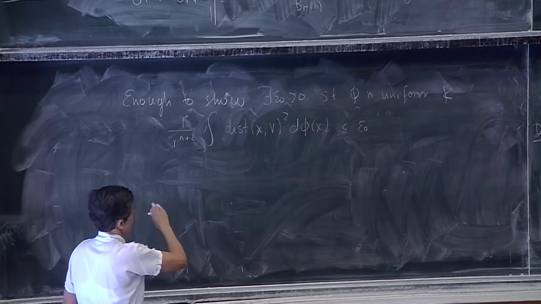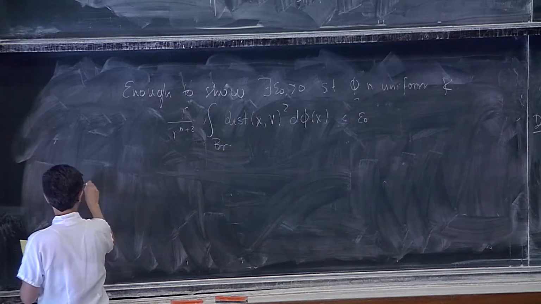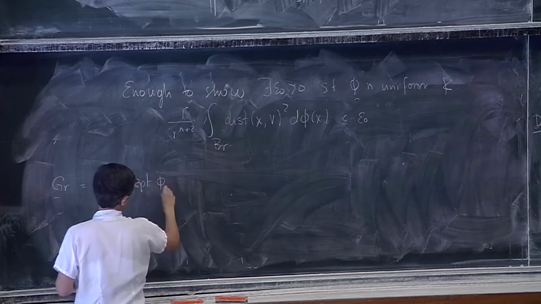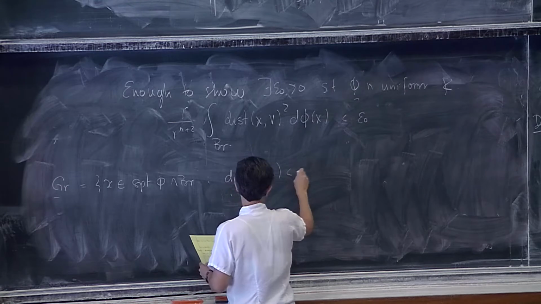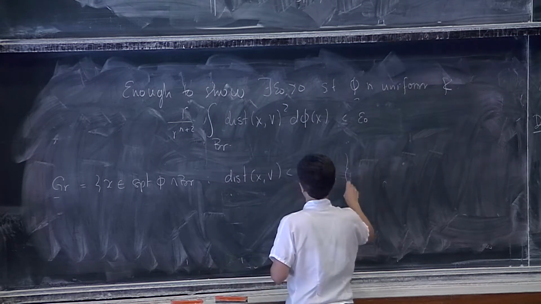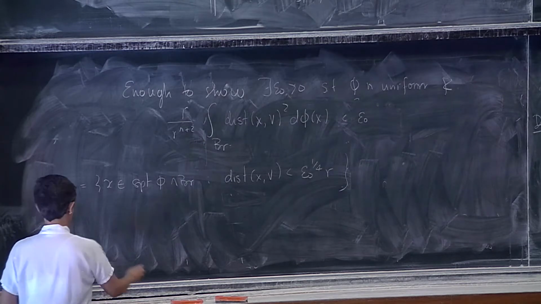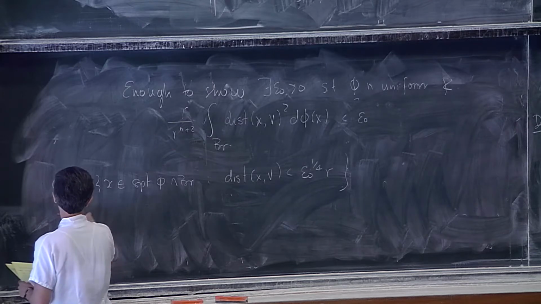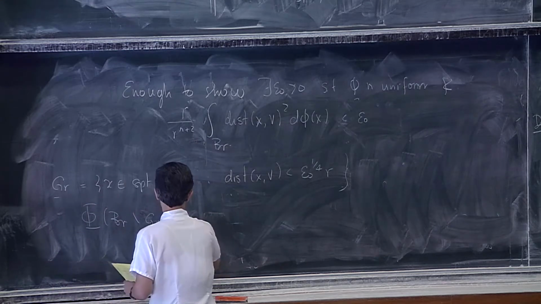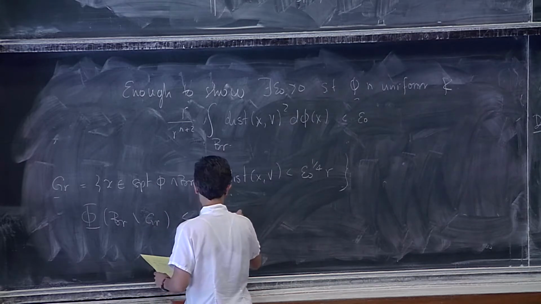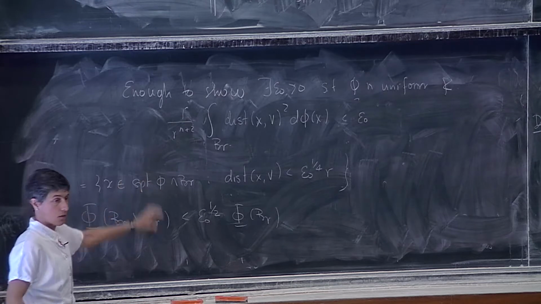So what can I get out of here? And once again, I erase the B_R. Let's call G sub R the set of x that belongs to the support of phi intersection B_R, where the distance from x to V is less than epsilon 0 to the 1/4 R. By Chebyshev, you know that the complement of this set is big. So you use Chebyshev and you obtain something along this line: phi of B_R minus G_R is less or equal than epsilon 0 to the 1/2 times phi of B_R. So this is a very big set. Just Chebyshev.